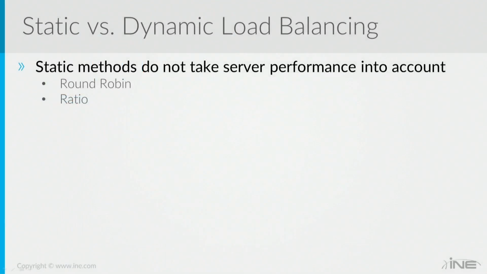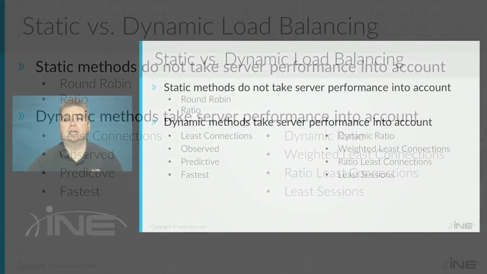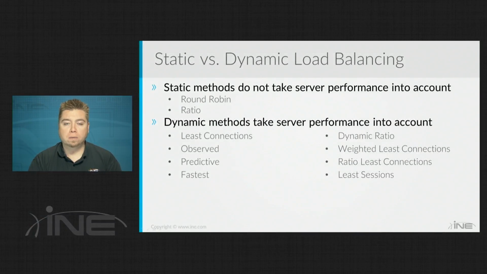Now for the dynamic mechanisms, this is where we can get into a lot more detail, and these can take the server performance into account. So we'll see that there's multiple levels of detail where we could look at things like the number of open layer 4 connections versus what's actually going on at the application layer, like how many HTTP GET requests I have currently open versus looking at just whether the server is actually available.